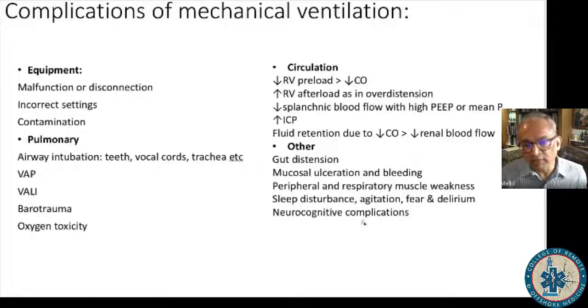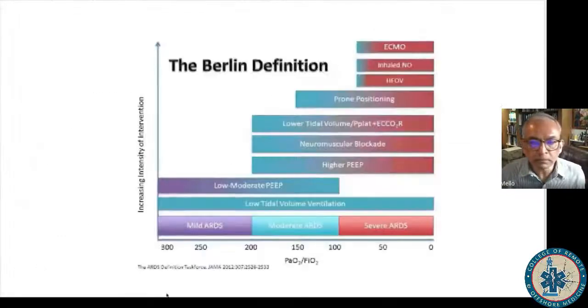And obviously, eventually, the results of neurocognitive complications like microemboli to the brain, or a worsening of delirium due to multiple causes. And this is especially worse in patients who've already got dementia as a comorbidity. And finally, the degree of increasing intensity of intervention was clearly defined by the Berlin definition.